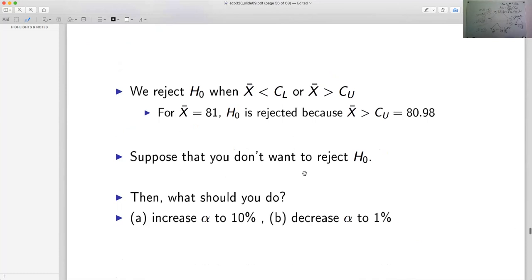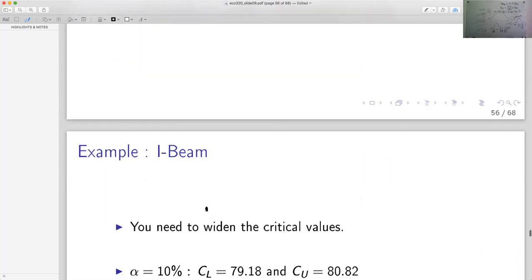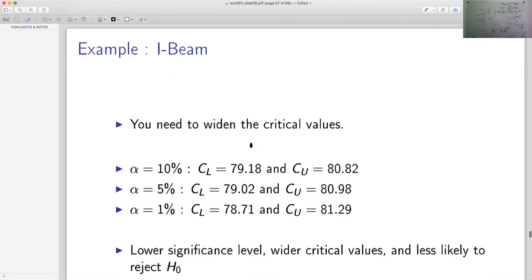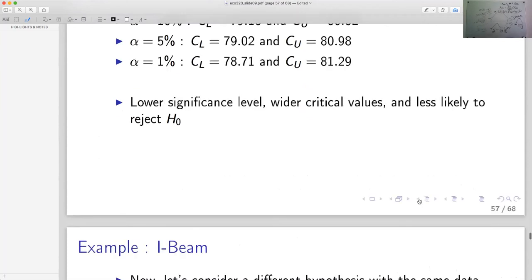So suppose you don't want to reject. This is actually a good question. Please take your time and answer. I will leave it to you to answer right now. If we don't want to reject, we decrease alpha to 1%, because that means the interval is going to be much wider. So it is more likely that the 81 would be inside of this range, right? The wider the critical value, the more likely you are not to reject. So lower alpha means the critical value would be higher, the range would be wider, so you're less likely to reject.